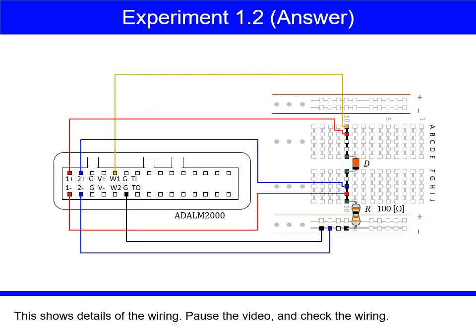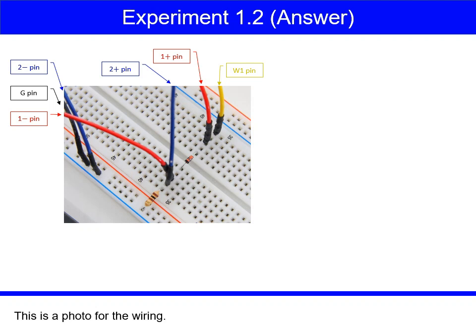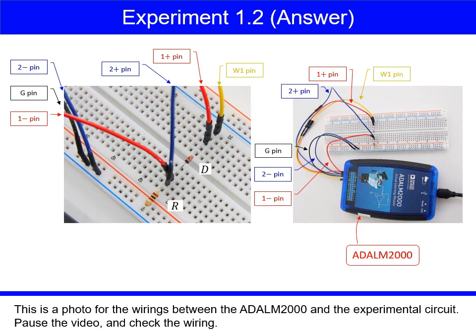This shows details of the wiring. Pause the video, and check the wiring. This is a photo for the wiring. The diode D and the resistor R are inserted into the breadboard. This is a photo for the wirings between the ADALM2000 and the experimental circuit. Pause the video, and check the wiring.